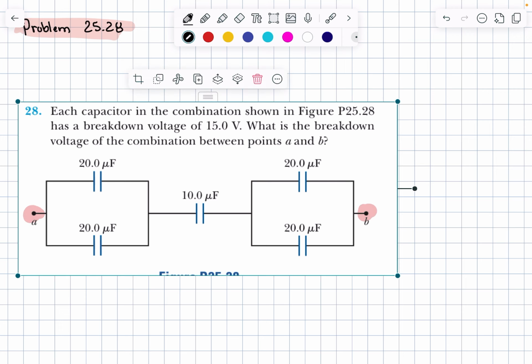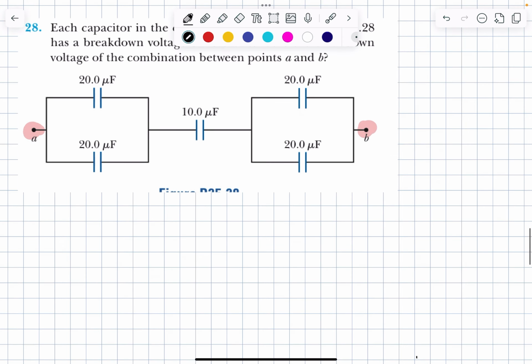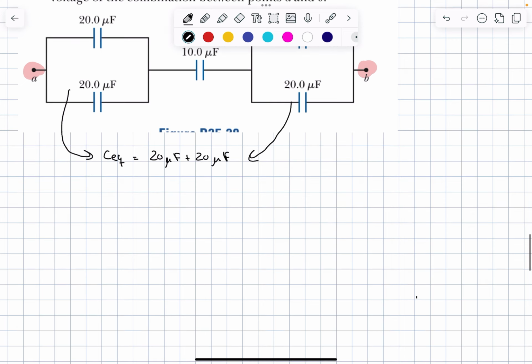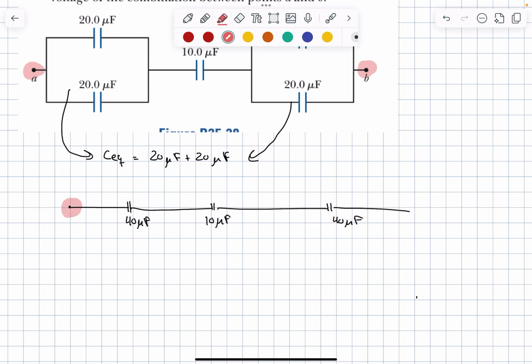The first thing we're going to do is reduce this to a situation where, well, these are in parallel, so we know C equivalent is equal to 20 microfarads plus 20 microfarads. Same thing goes for this one here. So then we can redraw this and say, well, this has 40 microfarads on it. This has 10 microfarads on it. And this one has 40 microfarads on it. And we want to know what is the breakdown voltage between this point and this point.